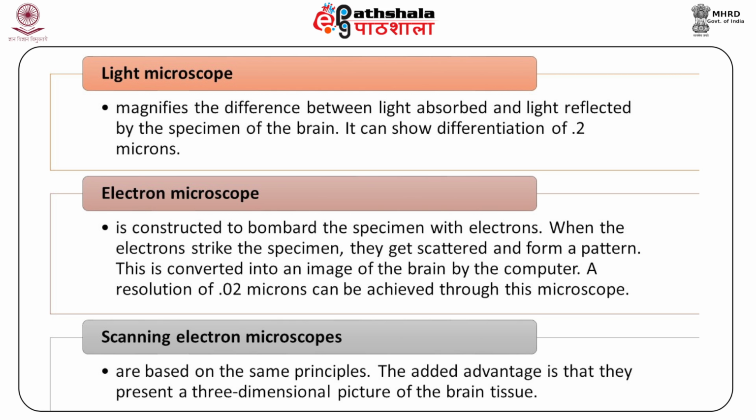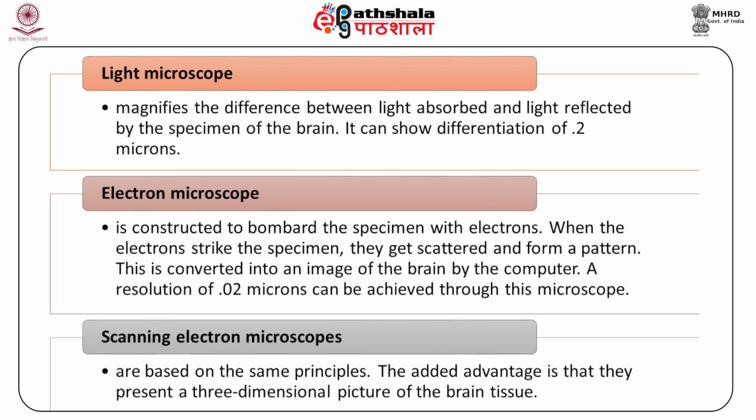An electron microscope is constructed to bombard the specimen with electrons. When the electrons strike the specimen, they get scattered and form a pattern. This is converted into an image of the brain by the computer. A resolution of 0.02 microns can be achieved through this microscope.